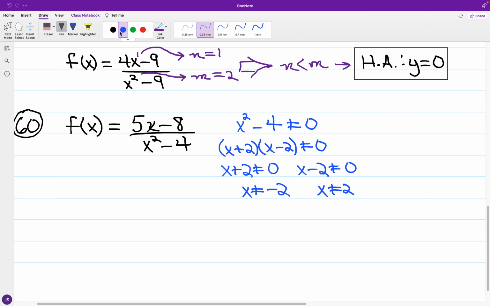So we have two exclusions from the domain, and like in number 59, we have the exclusions to be additive inverses. And for the intervals, we're looking at those values of x less than negative 2, along with those values of x such that negative 2 is less than x is less than 2. And for the rest, we have those values of x which will be greater than 2.